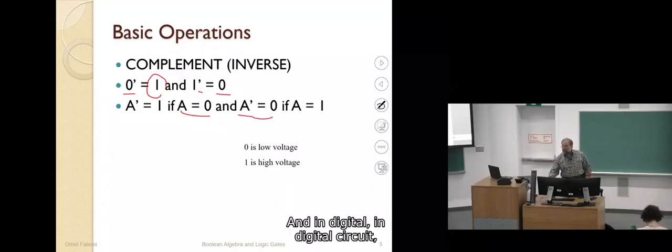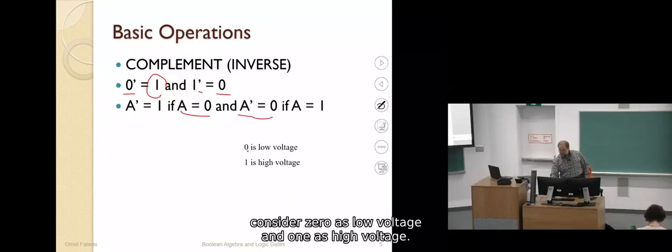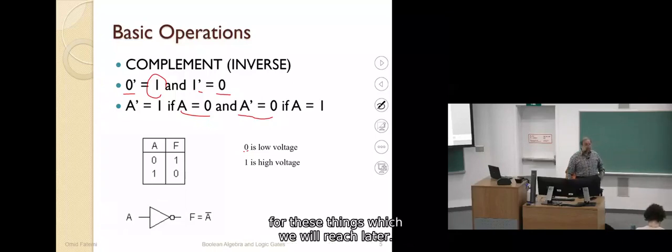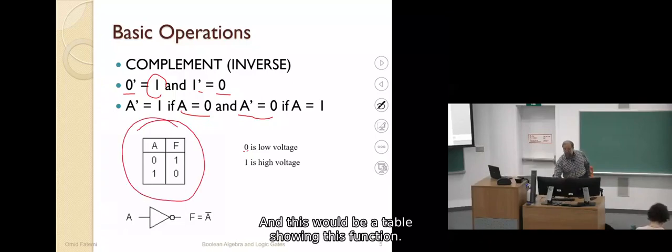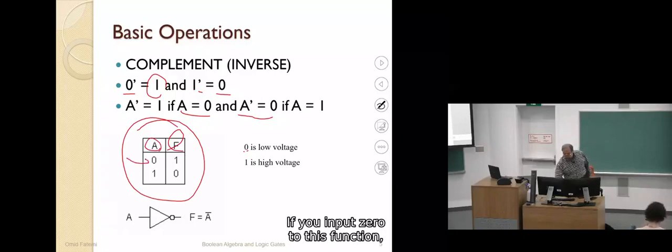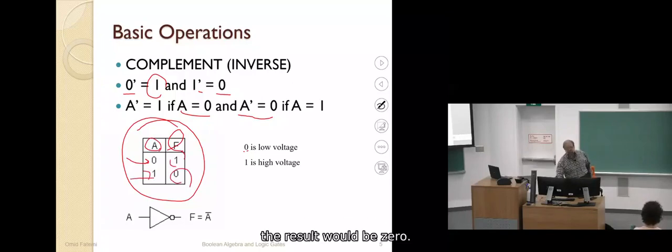And in digital circuits, we consider 0 as low voltage and 1 as high voltage. And we are going to build gates for these things, which we will reach later. And this would be a table showing this function. So what is the function? The function is inverting. What is A? A is the input. If you input 0 to this function, the result would be 1. If you input 1 to this function, the result would be 0.